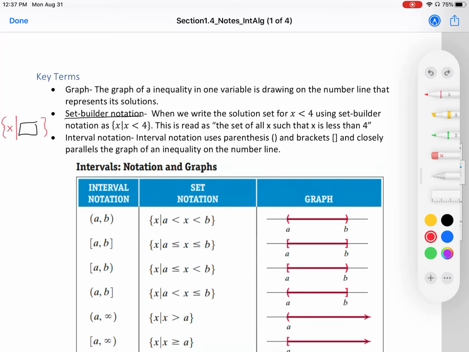Next, we have interval notation. Interval notation uses parentheses, that's for open intervals, such as your less than and your greater than, and brackets, that's your closed intervals, your less than or equal to, or your greater than or equal to, and closely parallels a graph of an inequality on a number line. So interval notation is a good way to summarize what you see in a number line. Think of it as a number line summary.